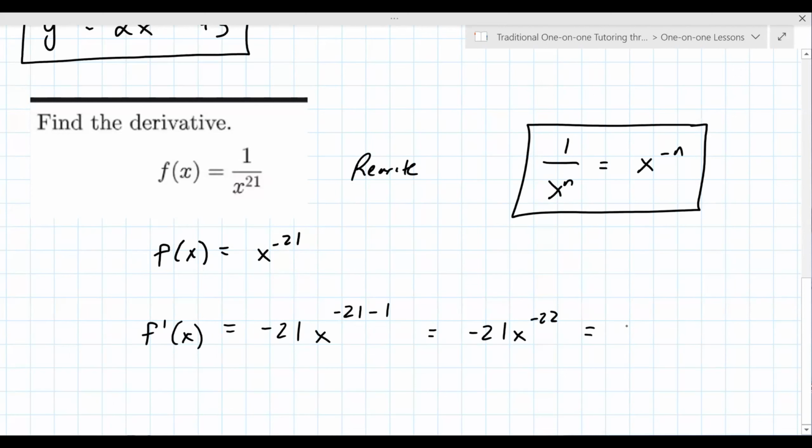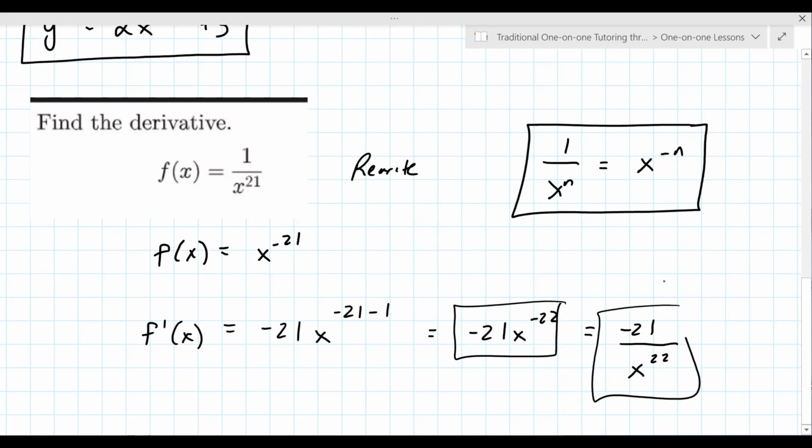Now, on some exams, they're very particular. They actually want you to only write it with positive exponents. So you'd write it like this, over x to the 22 power. And that's just undoing what we have up here in the top right. So I'm not sure what yours will accept. It'll probably accept either of these. Yeah, I'll try it out. Let's see, negative 21 over x to the 22. And that's correct.